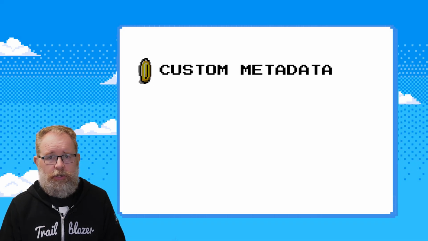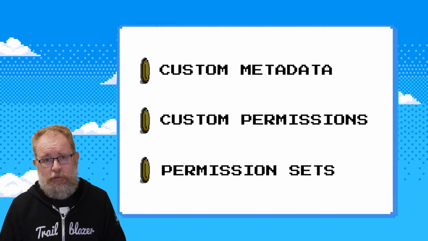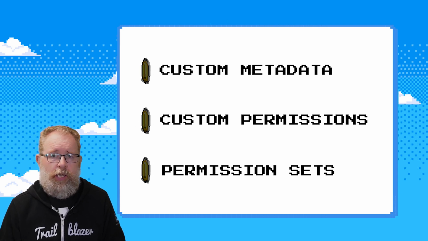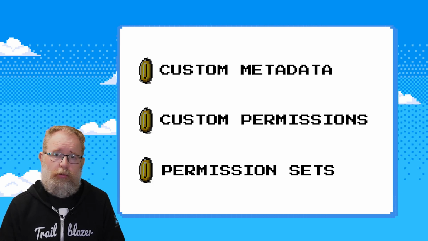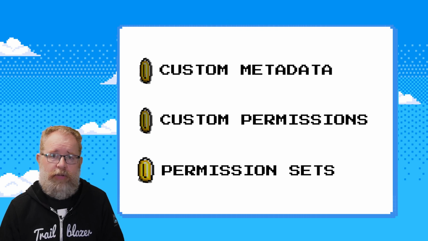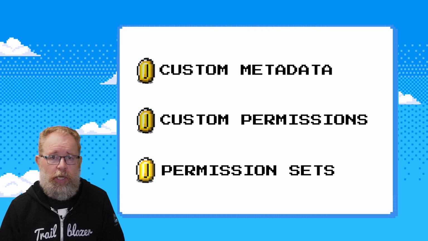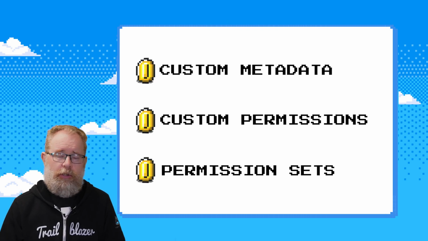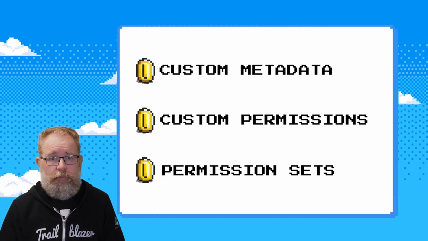Here's three approaches: custom metadata types, custom permissions, and permission sets. So first up, custom metadata types. Think of these as a database table for storing your settings, just like your feature flags. You can create a custom metadata type called feature flags with fields like feature name and is enabled, and then each record represents a feature, and the is enabled field determines whether or not it's turned on or off.